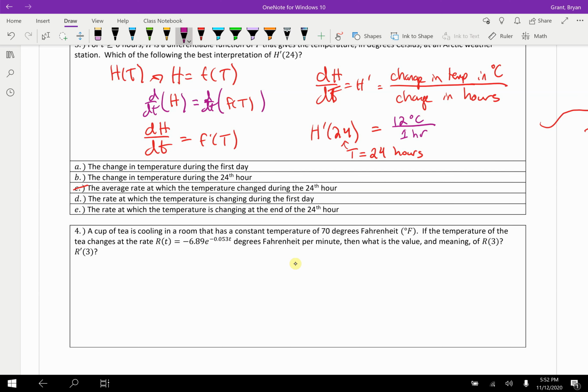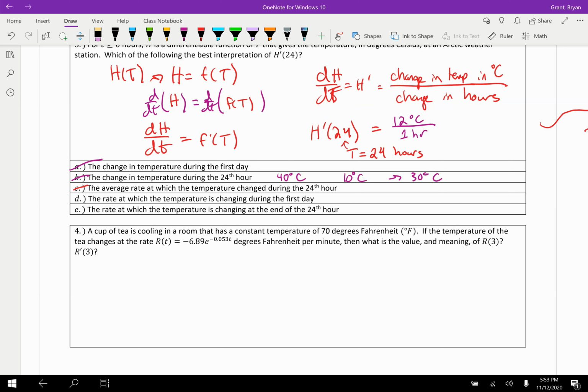So is it the change in temperature during the first day? No, it's not during an entire day. Is it the change in temperature during the 24th hour? Probably not, but let's come back to that. Change in temperature, it can't be that. If temperature is going to change, then the units are just going to be in degrees Celsius, right? If you're at 40 degrees Celsius and then you're at 10 degrees Celsius and you wanted to see the change, well, the change is 30 degrees Celsius, not Celsius per hour. So that one's pretty tricky.